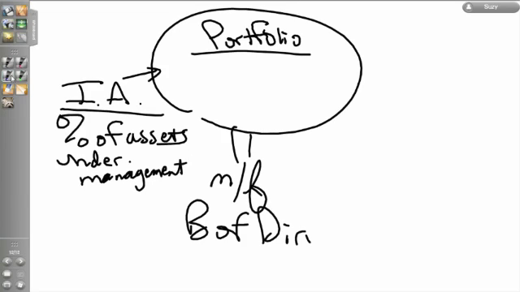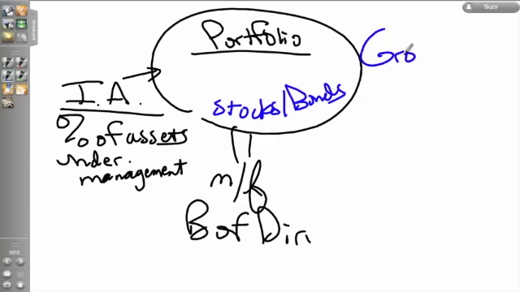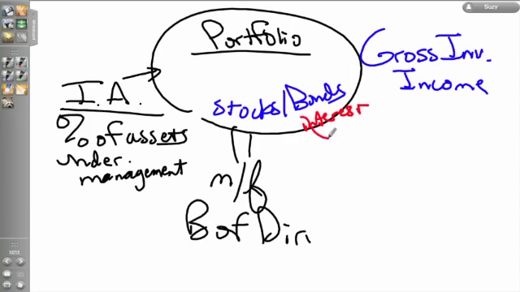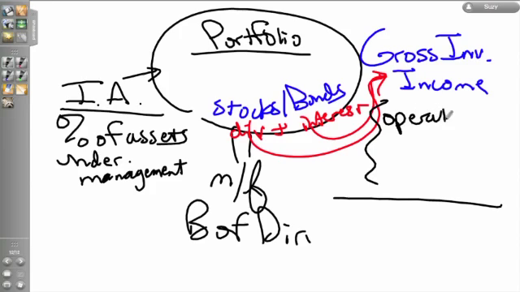Let's say that this is a balanced fund. What do we find in the portfolio? Stocks and bonds. And the fund itself has a little income statement. It has what's called gross investment income. What is gross investment income comprised of? We've talked about it, but I want to tie it all together. It's comprised of the interest from the bonds and the stock's dividends. So dividends plus interest. Then what we're going to do is we're going to subtract from the fund operating expenses.